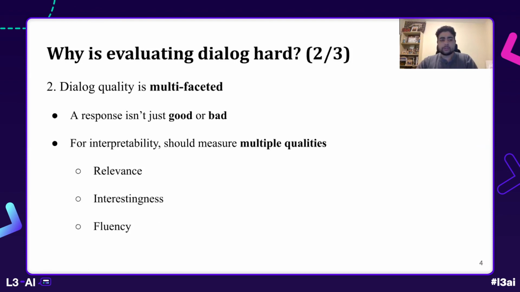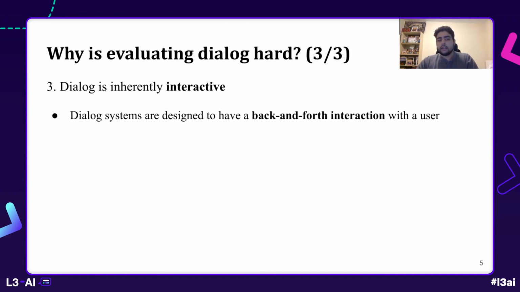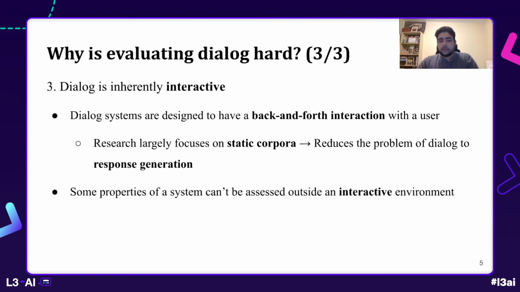The third reason dialogue evaluation is hard is that dialogue is inherently interactive. Dialogue systems are meant to have a back and forth interaction with the user. However, research largely focuses on static corpora, which reduces the problem of dialogue to mapping a dialogue history to a response. And the static environment means that we can't really assess some properties of dialogue systems, just because we need an interactive environment to assess them. This includes things like long-term planning, error recovery, and coherence.